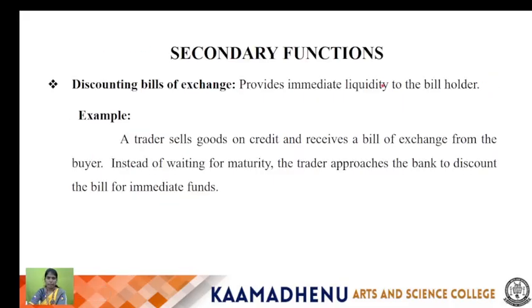Next, secondary function. In secondary function, first type, discounting bill of exchange. Discounting bill of exchange provides immediate liquidity to the bill holder. For example, a trader sells goods on credit and receives a bill of exchange from the buyer. Instead of waiting for maturity, the trader approaches the bank to discount the bill for immediate funds.